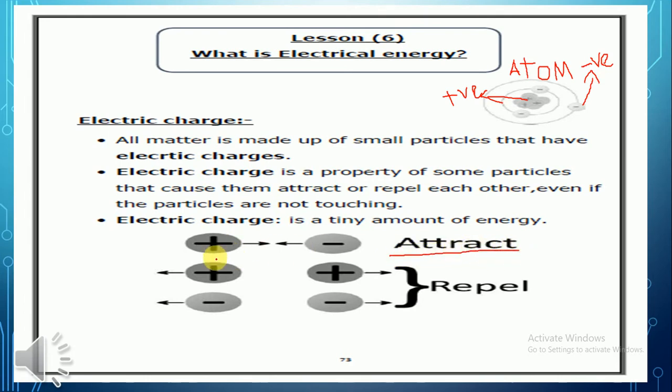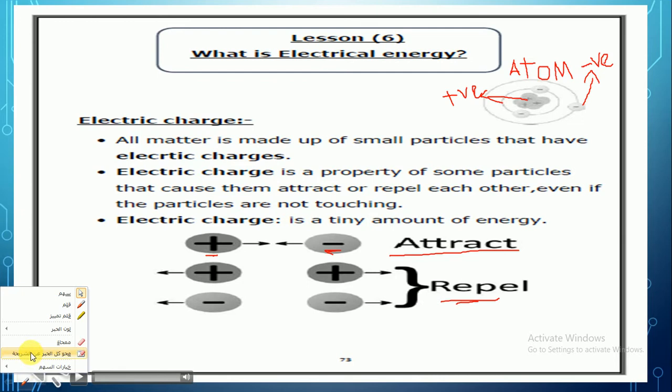If we have positive here and negative, they are different. Like different poles attract, different charges attract, but the same charges, no, they don't like each other. They repel. Again, attract if they are different, repel if they are the same: positive, positive, or negative and negative. Okay, I hope you got it. If you didn't get it, wait. You're gonna see another video. It will show you more and help you to know more.